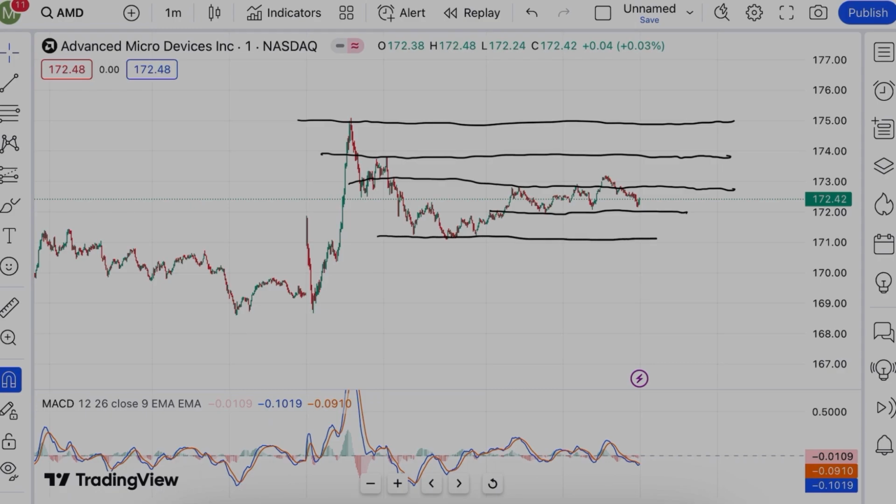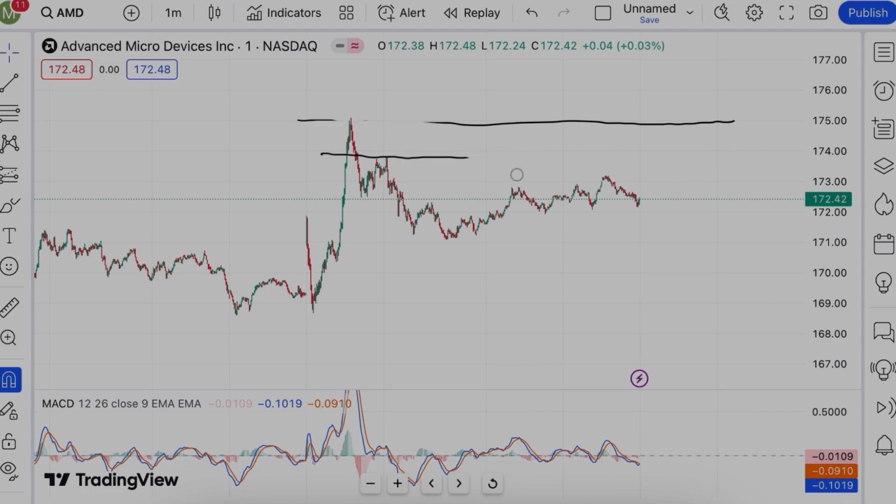172, we got a level of support. A little bit above 171, a level of support. And this looked like a strong level of support right here too. Well, right here. All right. So we know where it's trending, and we got our three levels of resistance. Those are take profit zones, right?